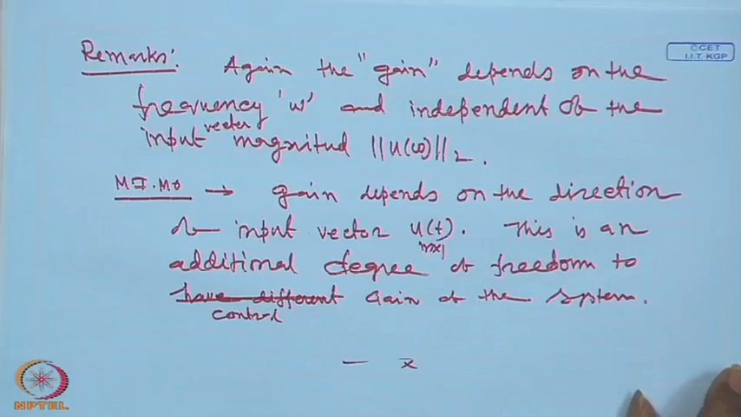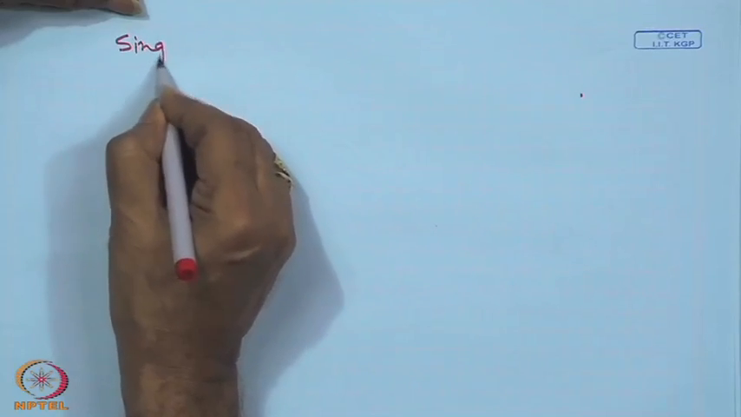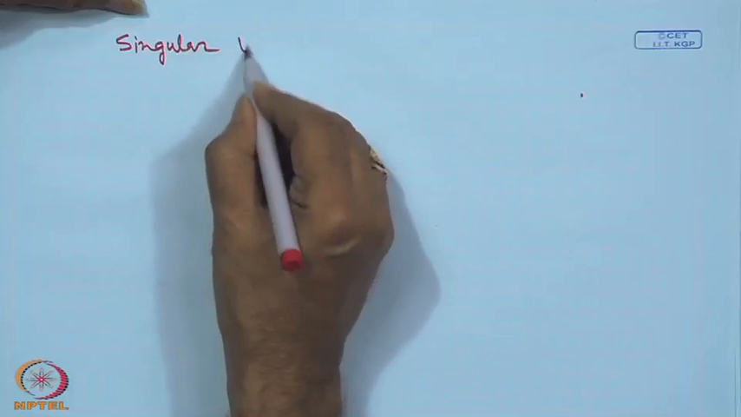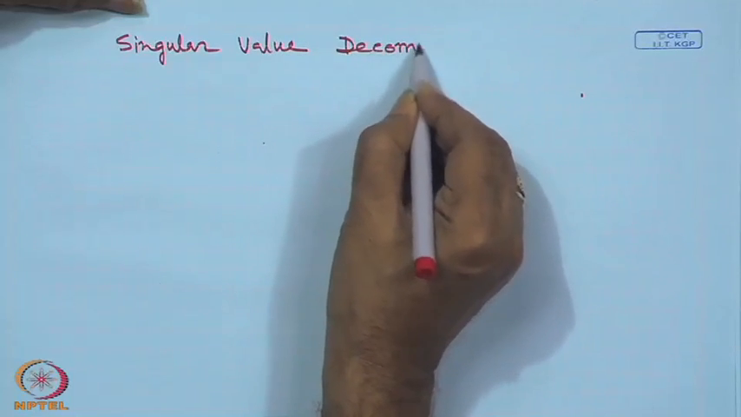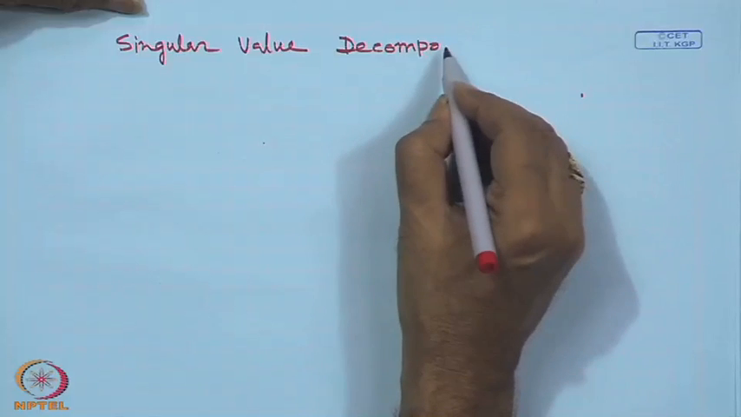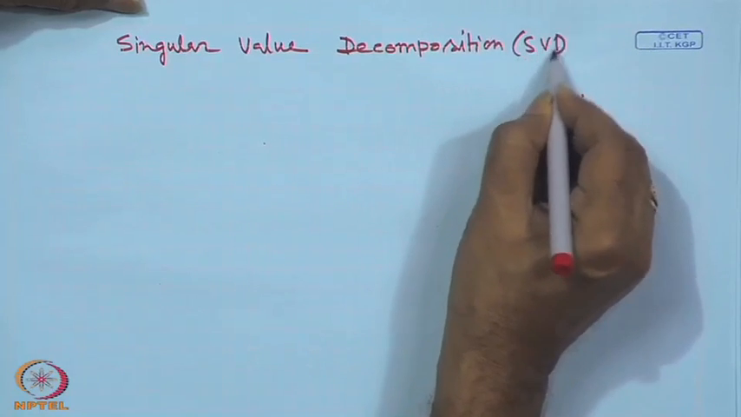So, let us see now how to get the... As I said, all these things are background we have to give before we discuss the design of the H infinity controller. So, next is singular value decomposition. In short it is written SVD.